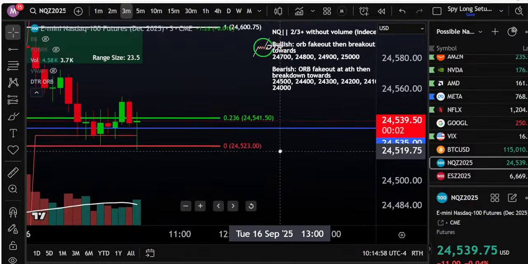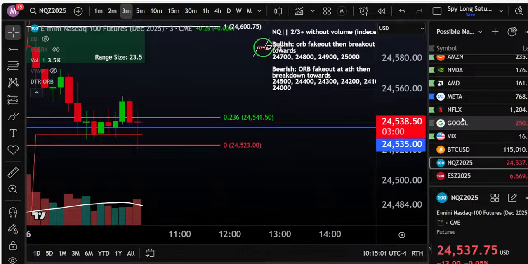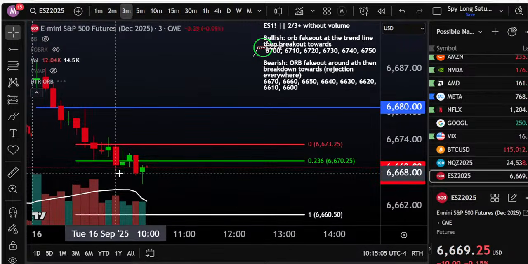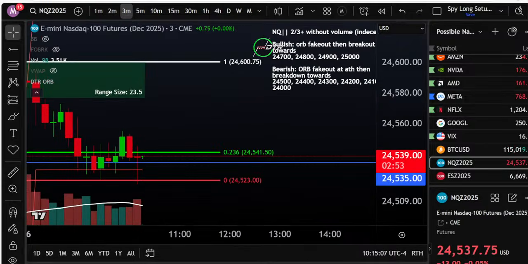Okay, we could be back to watching on these reversals here. Ooh, kind of a shitty close. And then not enough volume on ES.